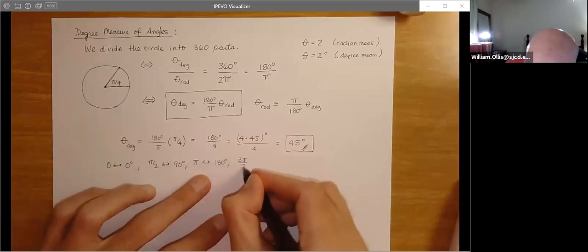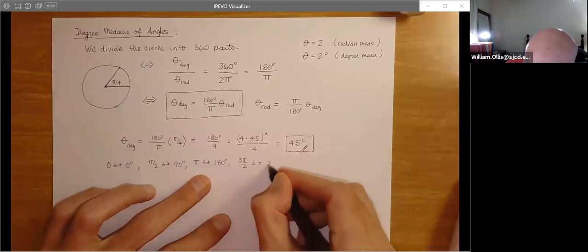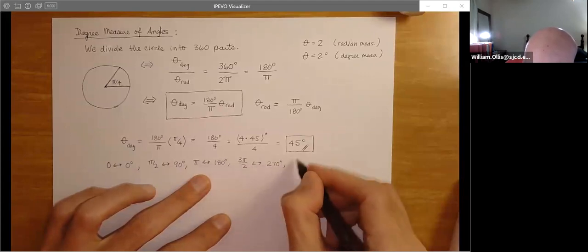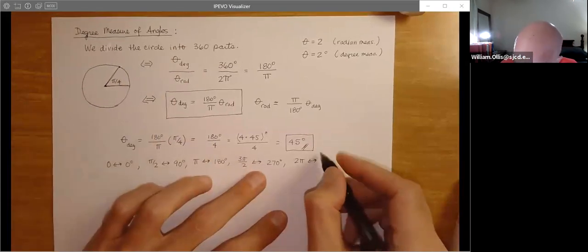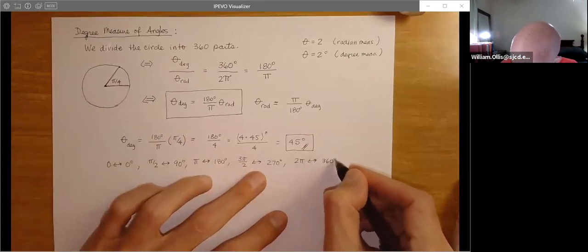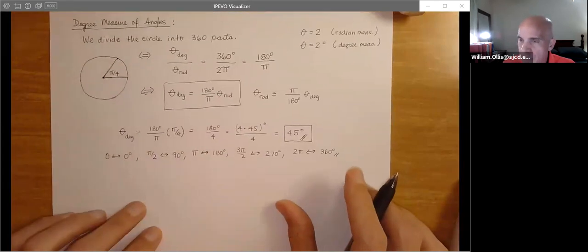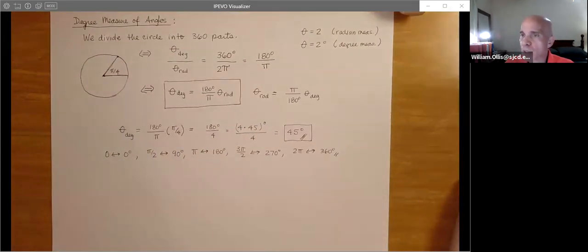3 pi over 2 radians corresponds to 270 degrees. And then, of course, 2 pi radians corresponds to how we started the ball rolling, 360 degrees. So again, this is a very simple construct, and maybe something with which you are more accustomed because of your work in geometry.